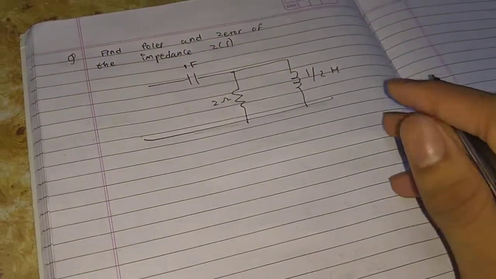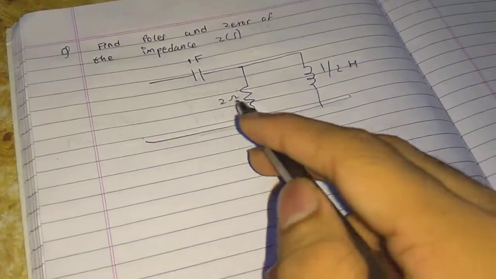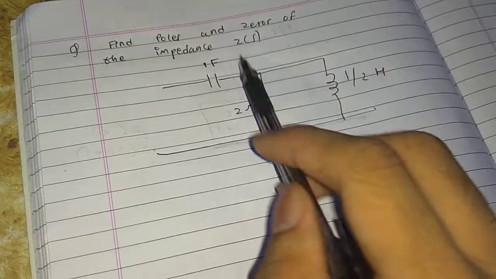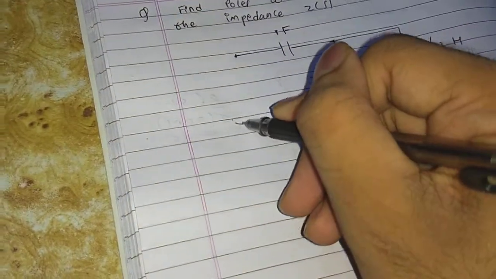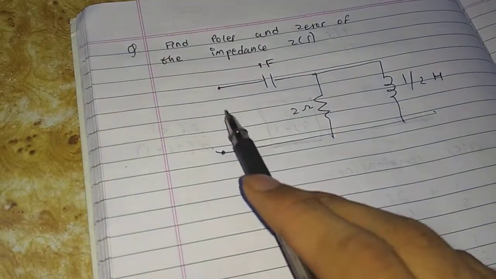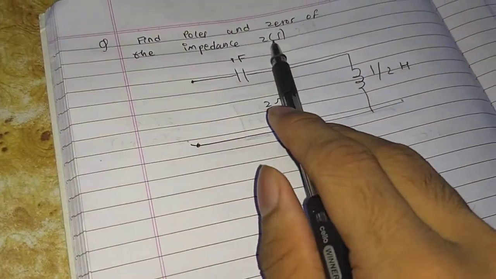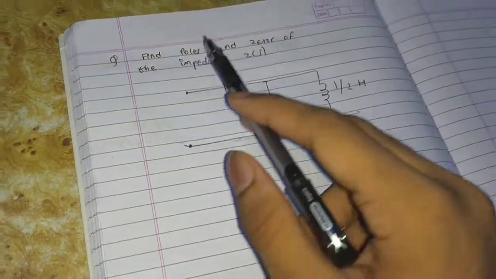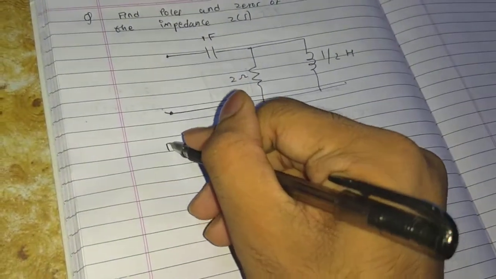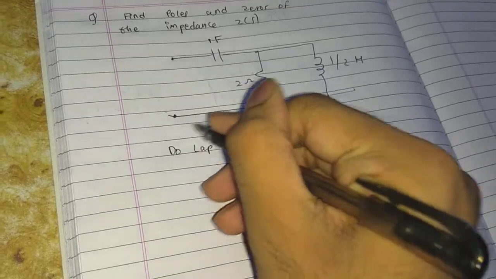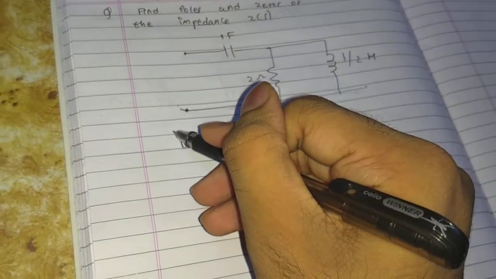So hello friends, today we are going to discuss how to find the impedance, that is Z of S, for this network. As you can see, the network is only a one port network. The other port is closed, so this is a one port network and we have to find the impedance Z of S. In order to proceed with this, you need to convert this network into Laplace.